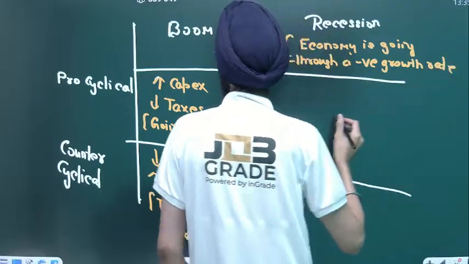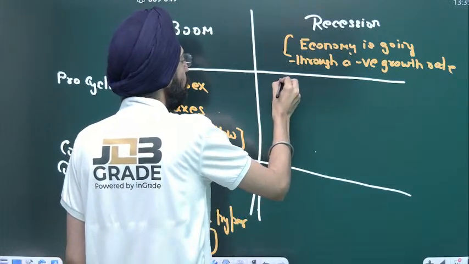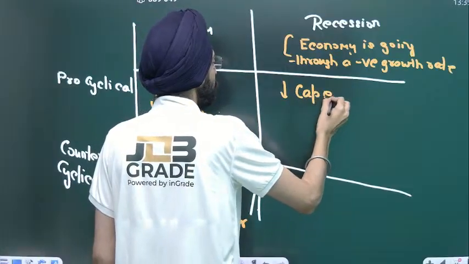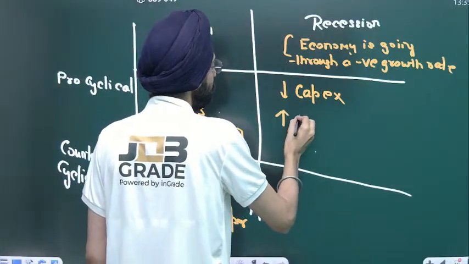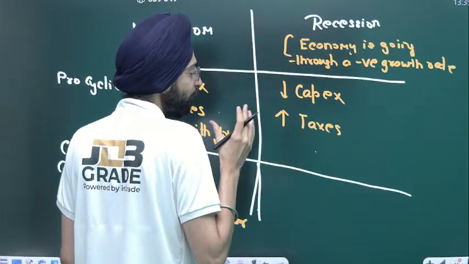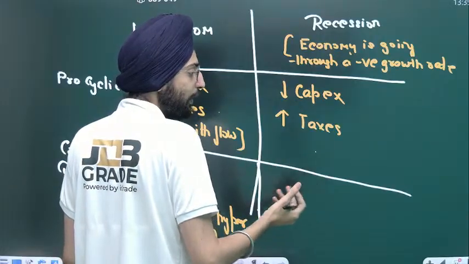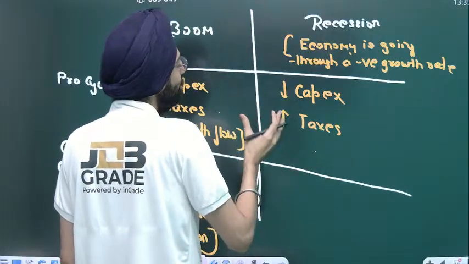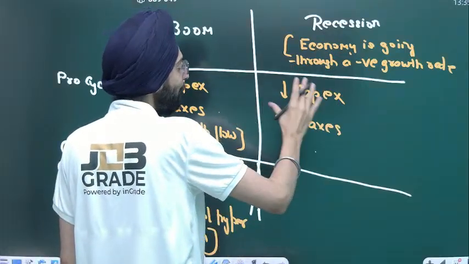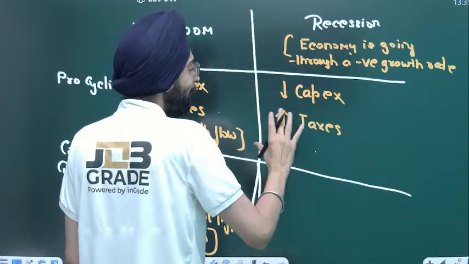Now, in this case, the pro-cyclical approach would be to reduce capex and increase taxes. That is, going with the flow. The practical approach in a recession would be to increase the fiscal stimulus, to increase the money supply out there. But in a pro-cyclical approach, we go with the flow. In case of recession, we are not increasing capex, we are increasing taxes. It's a non-practical approach.